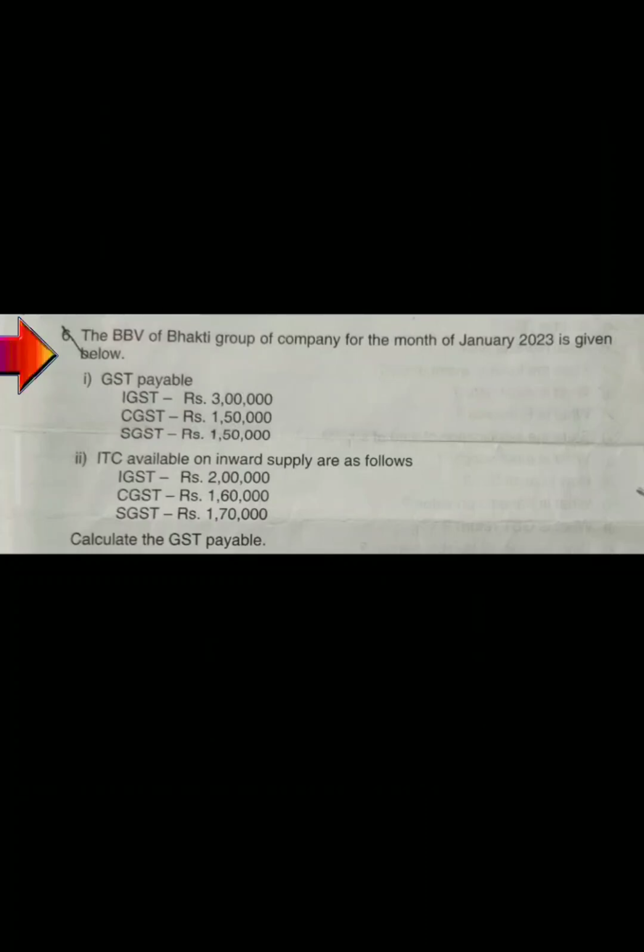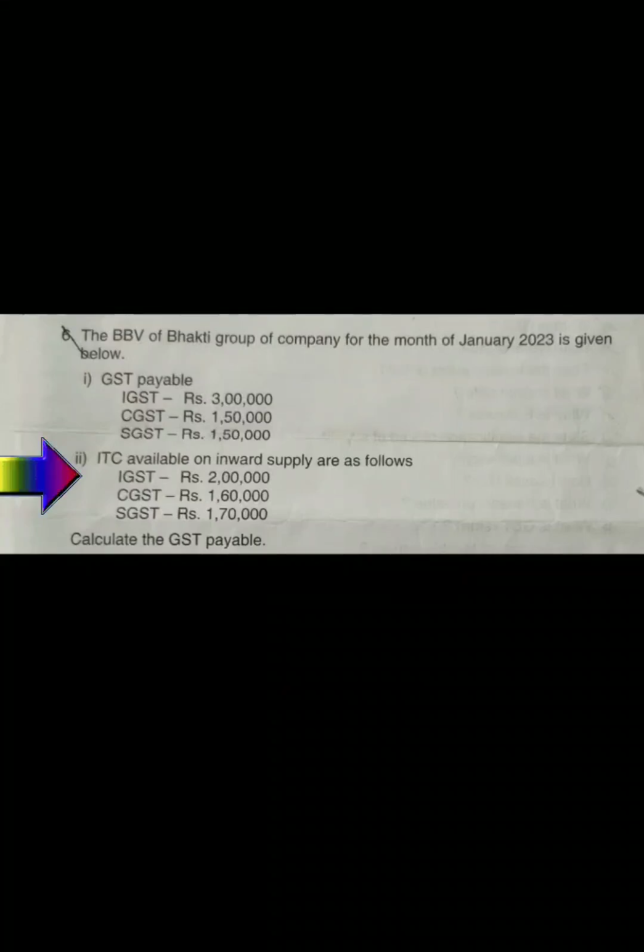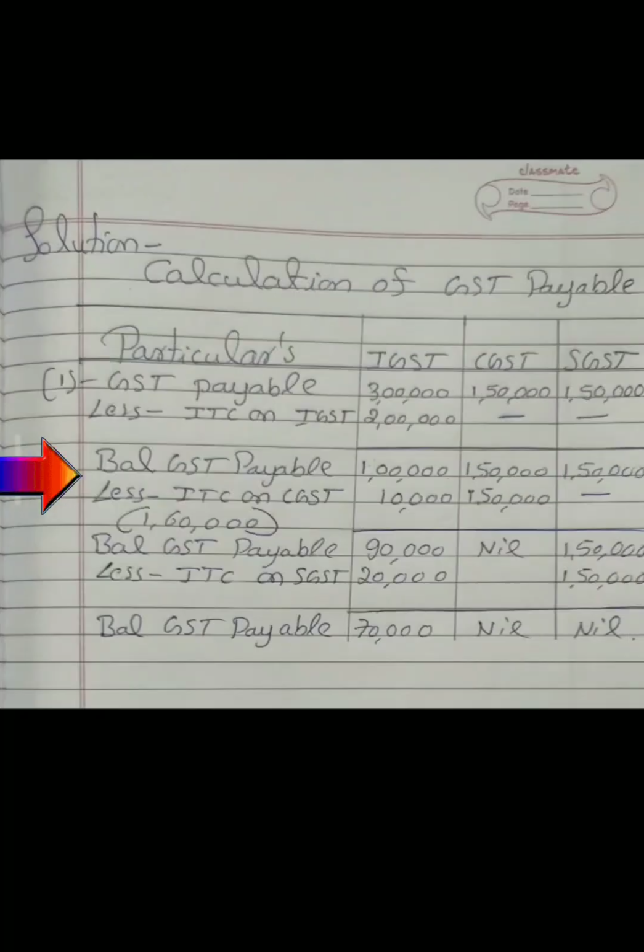The question is like that. The BBV of Bhakti Group of Company for the month of January 2023 is given below. GST payable: IGST 3 lakh, CGST 1,50,000, SGST 1,50,000. ITC available on inward supply: IGST 2 lakh, CGST 1,60,000, SGST 1,70,000. Calculate GST payable. So, calculation of GST payable.